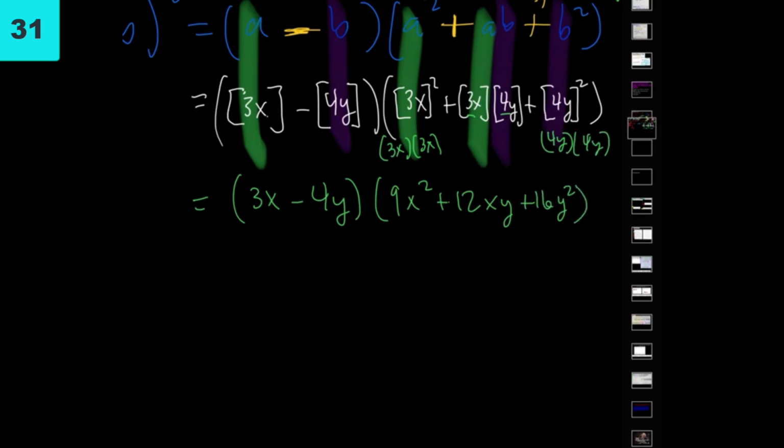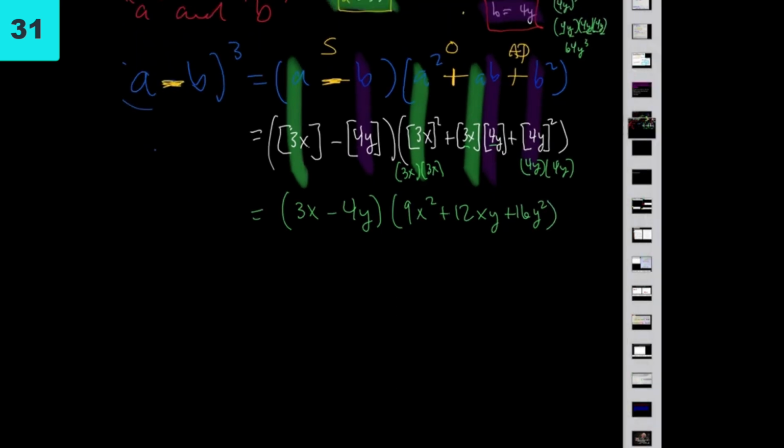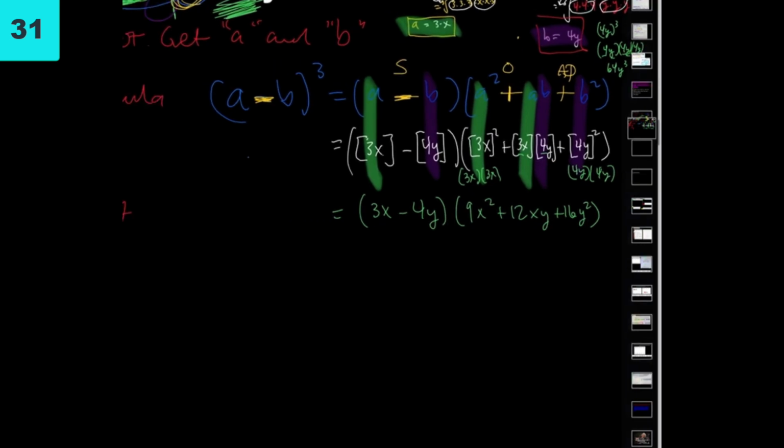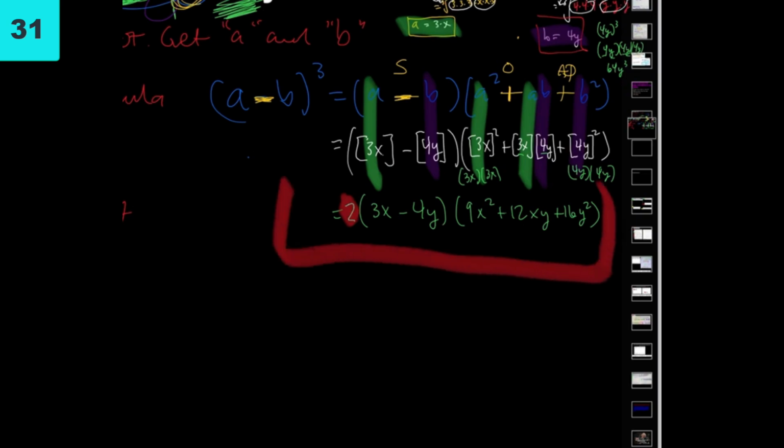Now, this is a common mistake for students, and I almost forgot about this. Let's use our red one. Remember our GCF of 2? I'm going to have to put that 2 back in. Super important. Let me go ahead and highlight this as our answer.